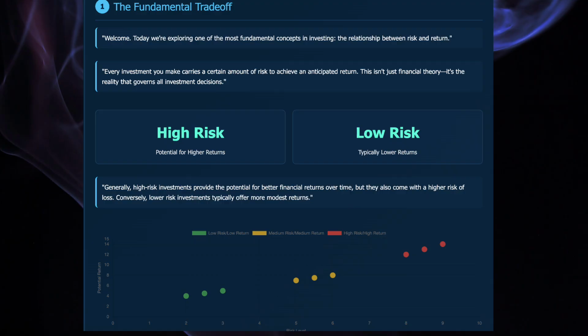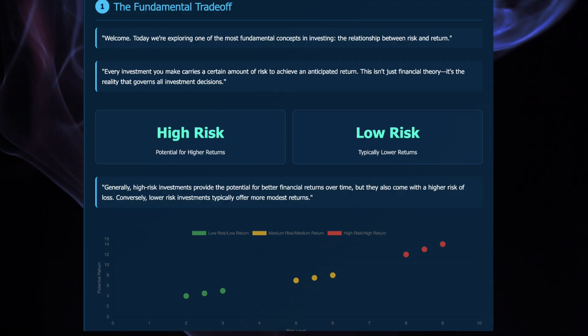Generally, high-risk investments provide the potential for better financial returns over time, but they also come with a higher risk of loss. Conversely, lower-risk investments typically offer more modest returns. The key to successful investing isn't avoiding risk altogether. That would mean settling for minimal returns. Instead, it's about understanding your personal risk tolerance and building a portfolio that balances different levels of risk appropriately.